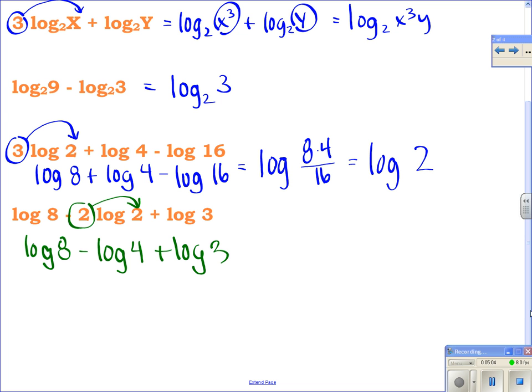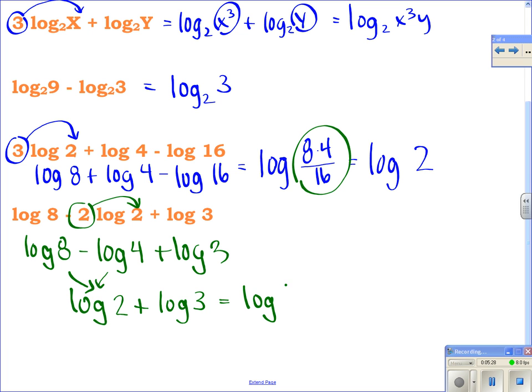So again, subtraction means we are dividing. So we could take it in steps. The last one I put them all together into one, but we can take this in steps as well. So we start from left to right. If we combine these two, we're dividing the 8 and the 4, so this is really log 2, and then we have plus log 3 here. And if we combine those, we multiply, so we have log 6. So that's examples of combining logarithms.